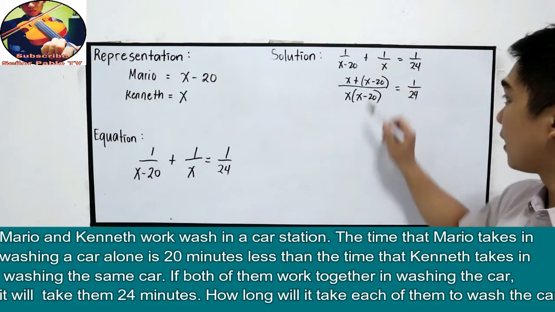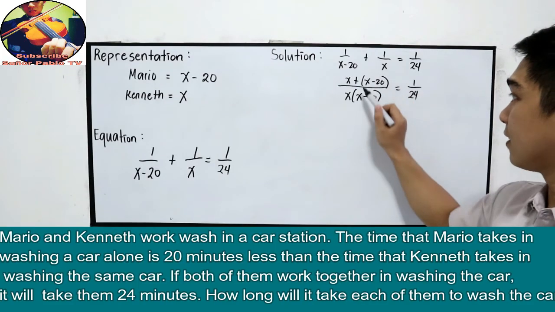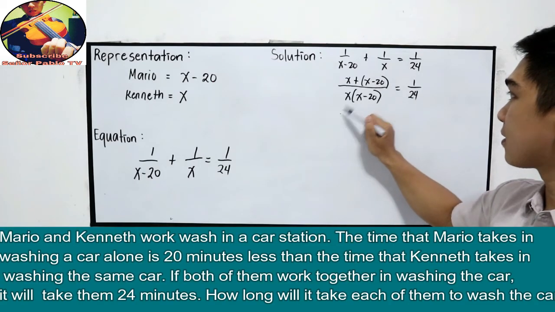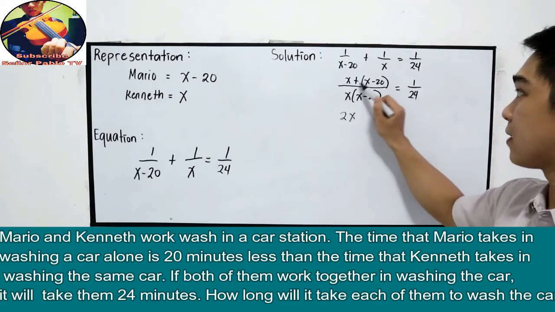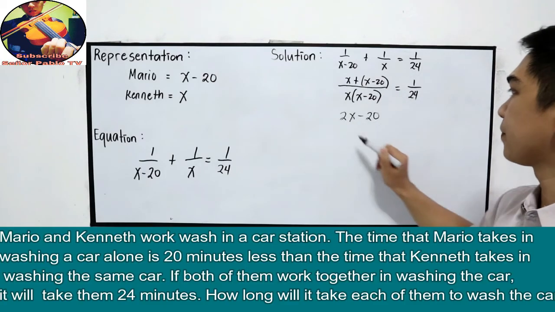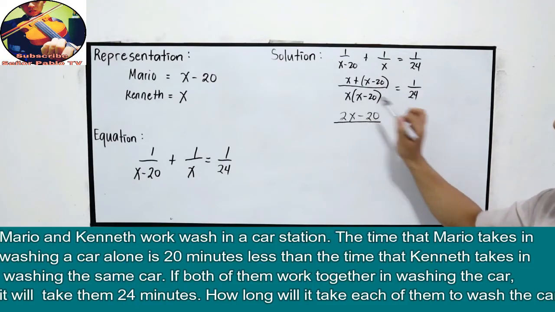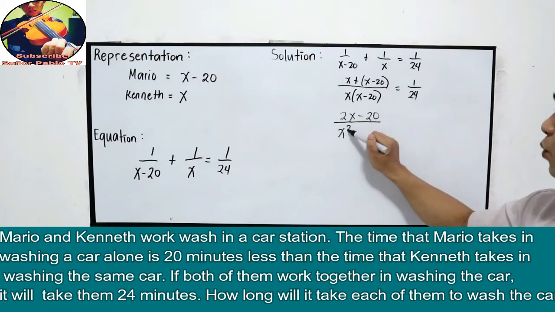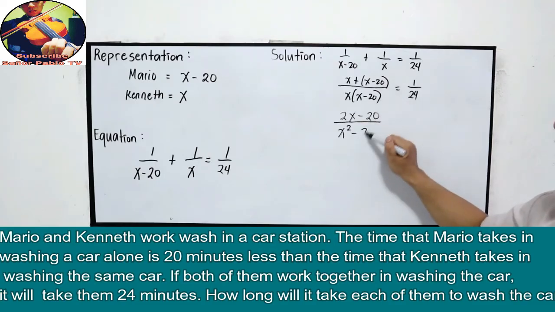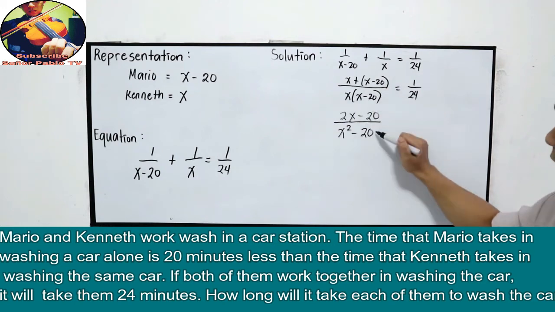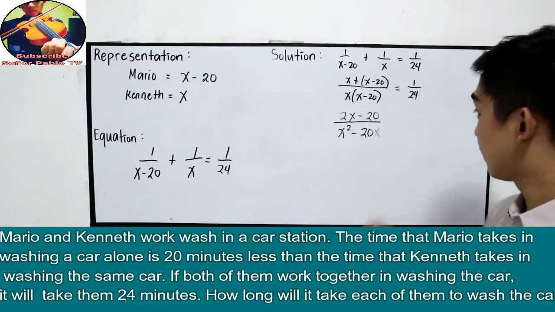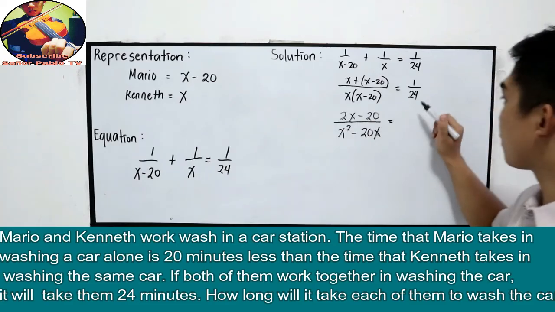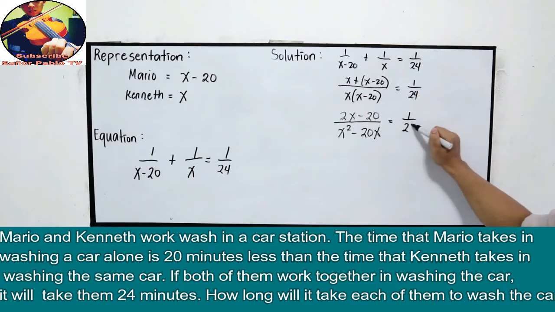Next, simplify na natin. X plus X, that is 2X. Positive times negative, minus 20. Over X times X, that is X squared. X times negative 20 is negative 20X. Is equal to 1 over 24.